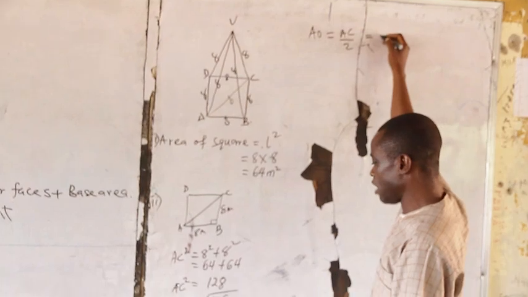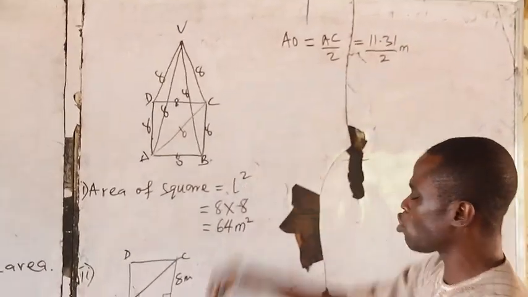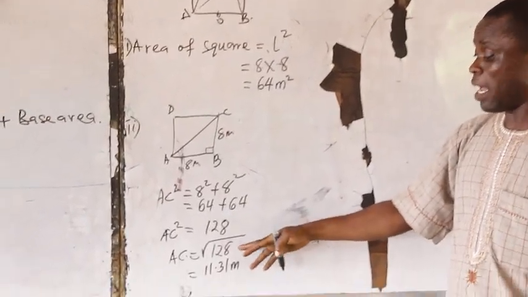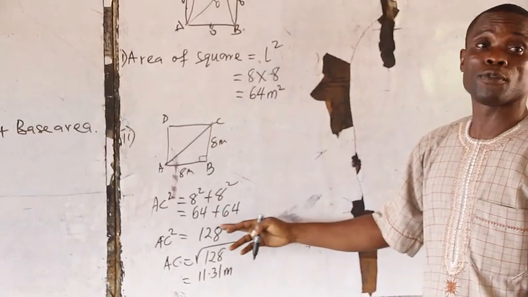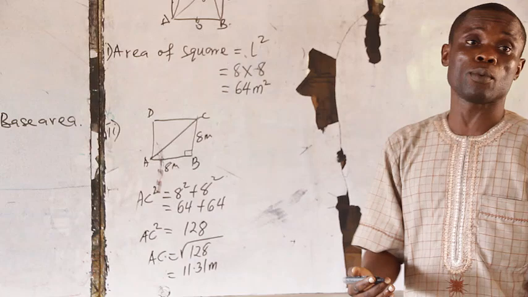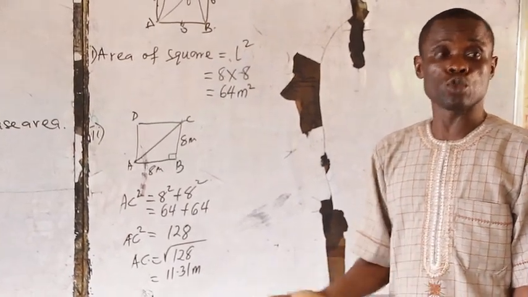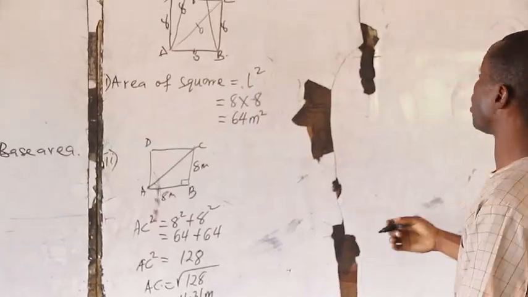Okay, AC. AC is 11.31 meter over 2. But please don't forget here that if I want to leave my answer in short form, I can do that. This one is going to be 2 times 64. Instead of saying 64 plus 64, I can say 2 times 64. Here the answer will now be 8 root 2. Am I communicating? So you can still leave your answer in short form.